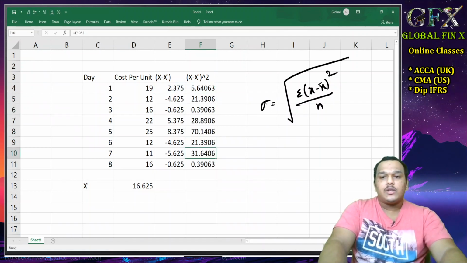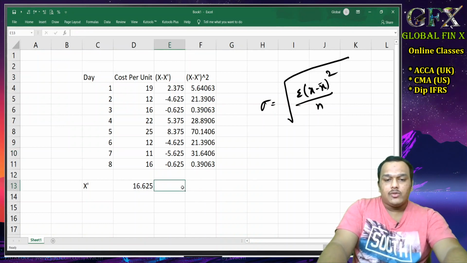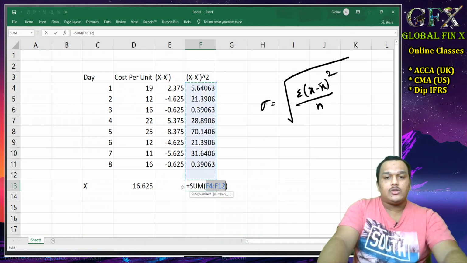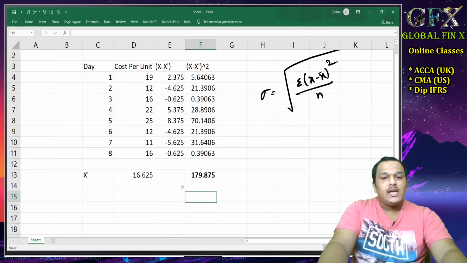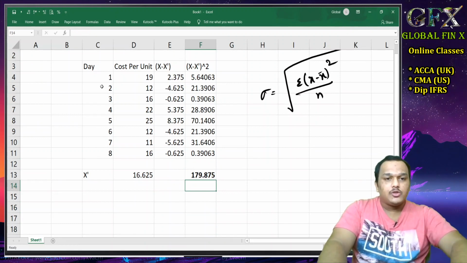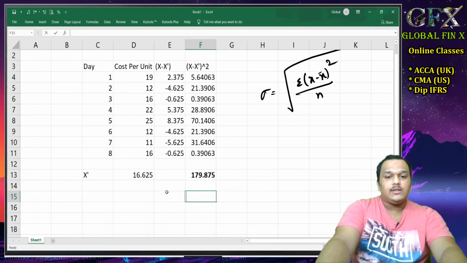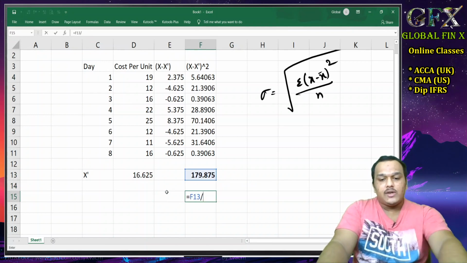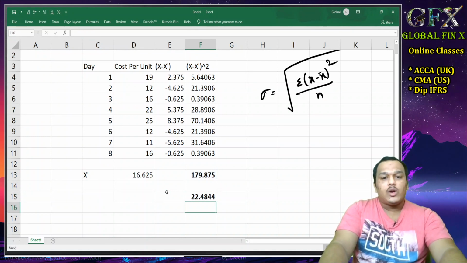Then what are we supposed to do? We got x bar, then we got x minus x bar, we got the square of it, then we need the sum of that. So the sum of (x minus x bar) squared is 179.875. Next, what am I supposed to divide it by? n. What is n here? We are doing 8 iterations. So 179.875 divided by 8 is 22.4844.